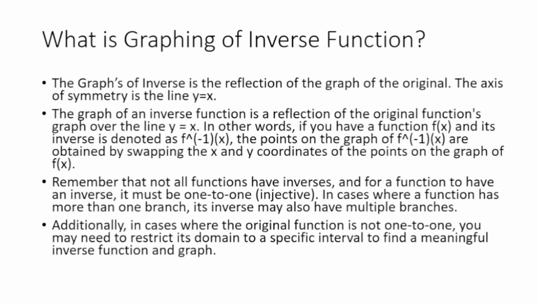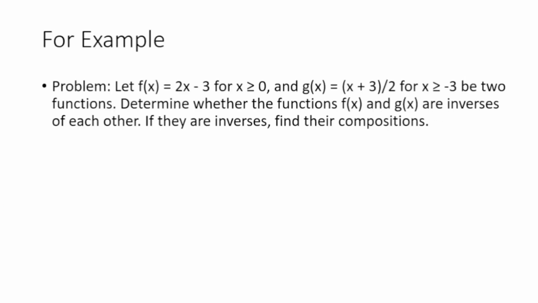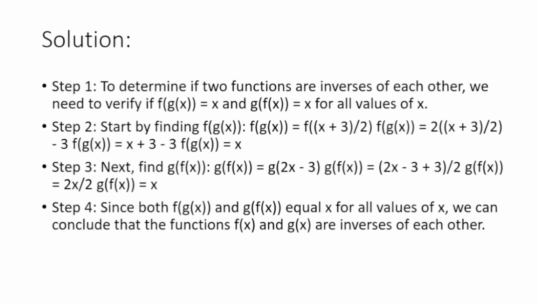Additionally, in cases where the original function is not one-to-one, you may need to restrict its domain to a specific interval to find a meaningful inverse function and graph. For example, problem: let f(x) equals 2x minus 3 for x greater than 0 and g(x) equals (x plus 3) over 2 for x greater than -3 be two functions. Determine whether the functions f(x) and g(x) are inverses of each other. If they are inverses, find their compositions.